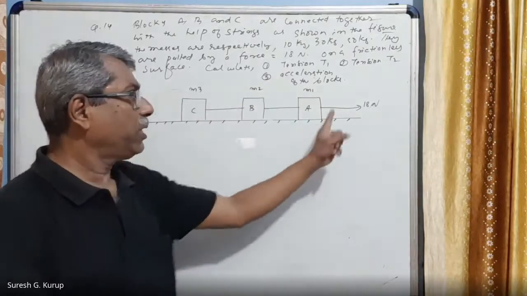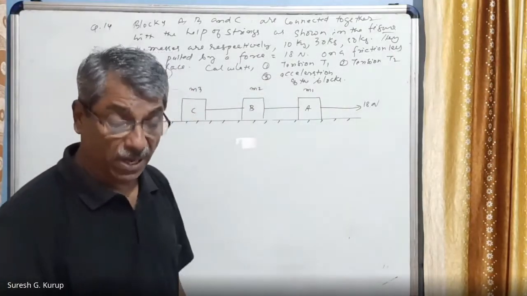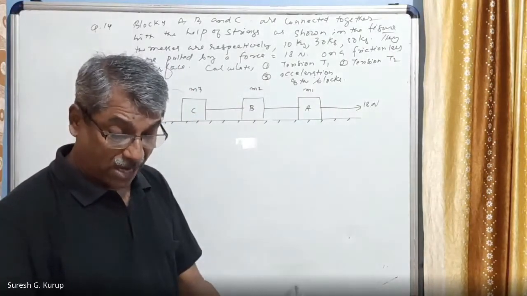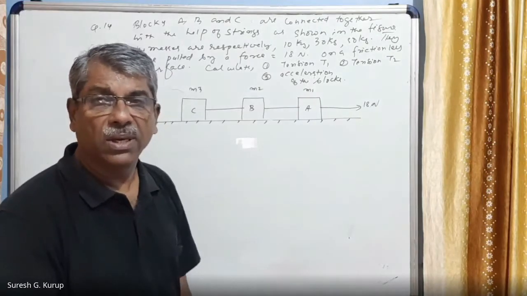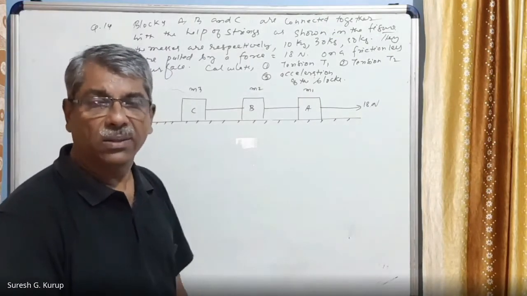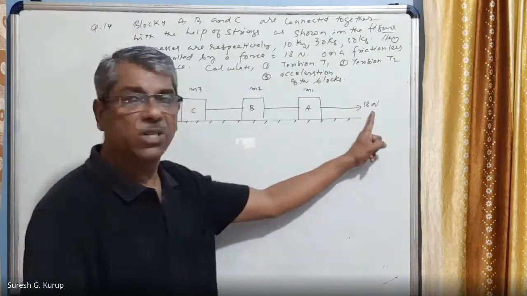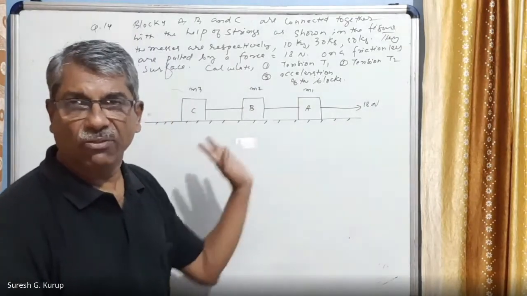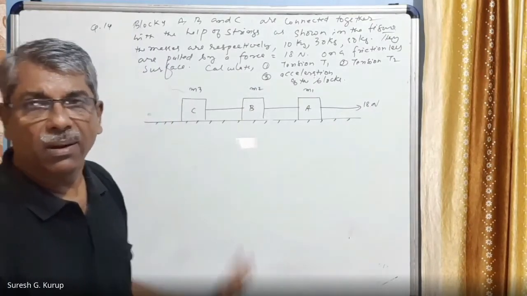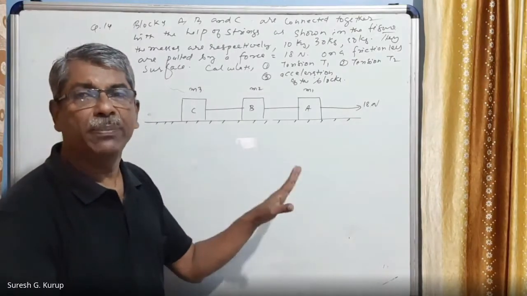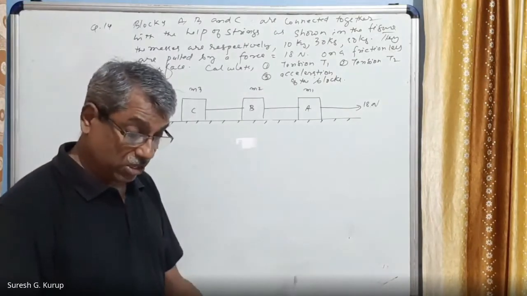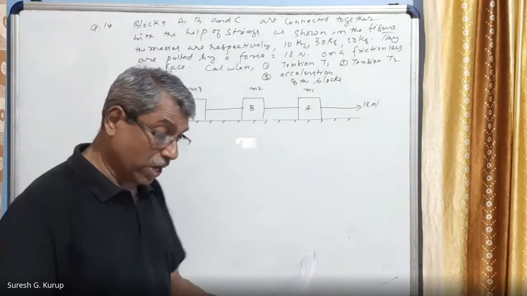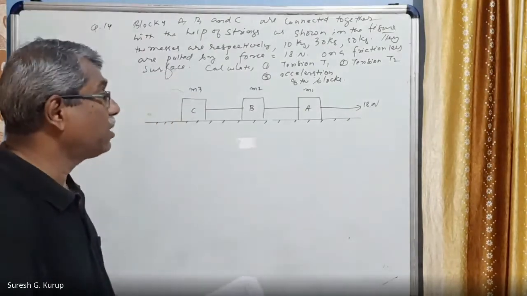These are connected together and a force of 18 Newton is applied, then the acceleration of the blocks is the same for all, because the force applied is a common force. Therefore, all the blocks will move with the same acceleration. This is the condition. We have to find T1, T2, and the acceleration.